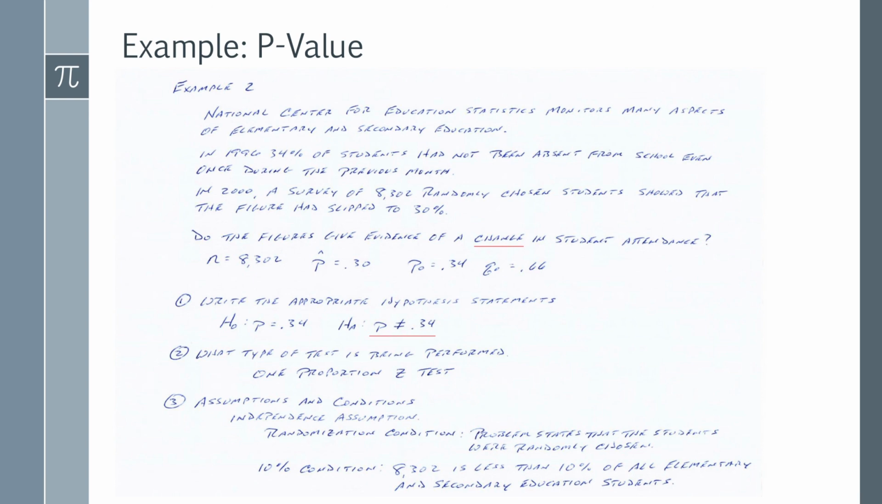So the next thing we want to do is identify what type of test is being performed, and what we're doing here is a one proportion z-test. Next, we want to look at our assumptions and conditions. So let's first look at our independence assumption. For the randomization condition, the problem states that the students were randomly chosen. It tells us in there, a survey of 8,302 randomly chosen students. Now the 10% condition: the 8,302 is less than 10% of all elementary and secondary education students. So with those two conditions being met, our independence assumption has also been met.